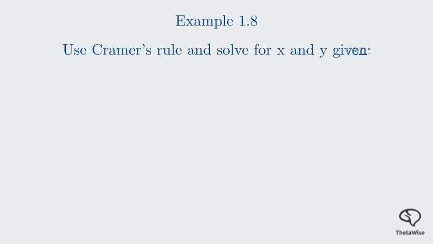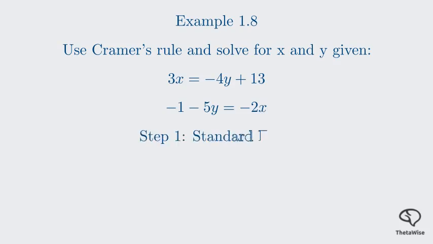Now let's put this into practice with a step-by-step example. We will use Cramer's rule to solve for x and y given the equations you see on the screen. Remember, the first step is to rearrange these equations into standard form. Let's start with the first equation, 3x equals negative 4y plus 13. To get it in standard form, we need all the variables on the left side. So we'll add 4y to both sides. This gives us the first equation in standard form.